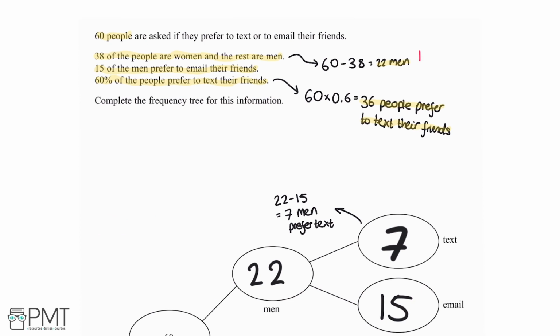So we get our first mark for working out the 22 men here. We get the second mark for working out that 36 people prefer to text their friends. Then we get our final 3 marks for a correct frequency tree.